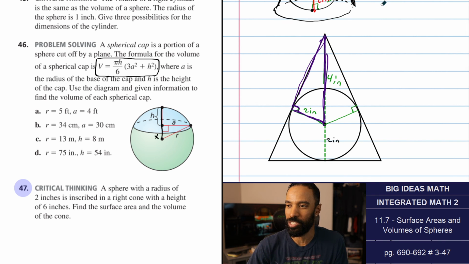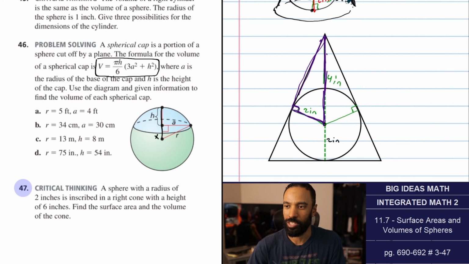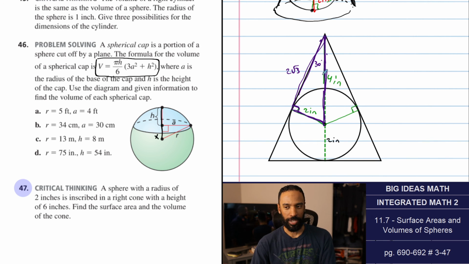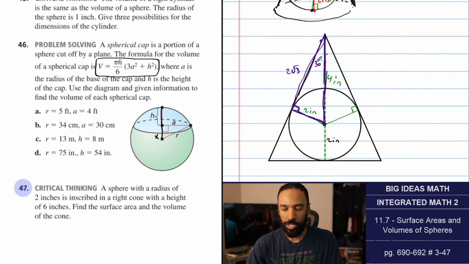This is a 30, 60, 90 triangle, and this is clearly an isosceles triangle here, but this is 30, so that would be 60 down here, and that's 90. And if this is 2, then this here is 2 root 3. And since this is an isosceles triangle, this is also 30. So this is a 60-degree angle.